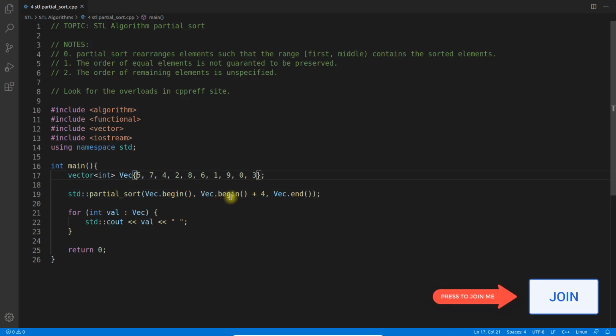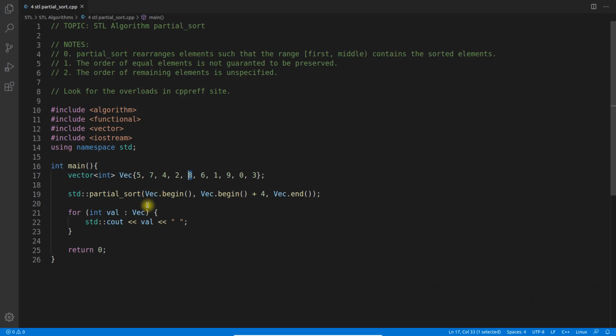So currently I am pointing at beginning plus 4, meaning 0, 1, 2, 3, 4. So I am pointing at this 8 right now. It's like we are saying, cover the whole array, I mean vector, but sort from beginning to the middle one. And the range is like this, from first to middle. This is a square bracket and this is a round bracket. Square bracket means we are including first, and round bracket means we are excluding the middle one.